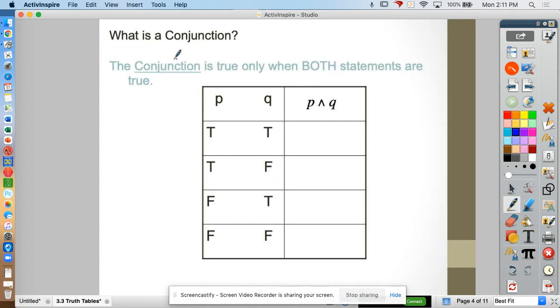All right, now back to this. The conjunction is true only when both statements are true. So as we look down through here, true, true. That means that when I put P and Q together, it's a true outcome. So I'm looking for this. True, true, nope. True, true, nope. True, true, nope. If I don't have this rule followed anymore, that means everything else is going to be false. Okay, all right, so those are our conjunctions.